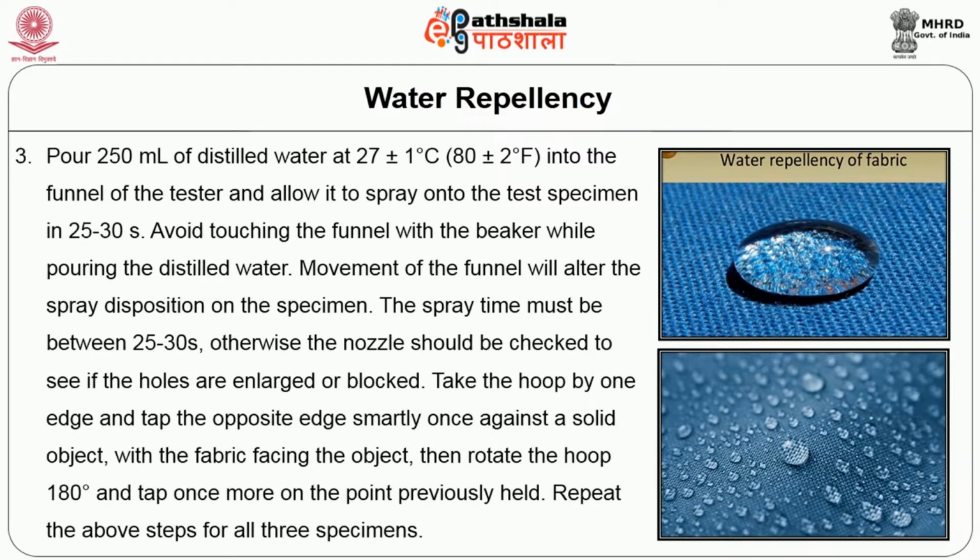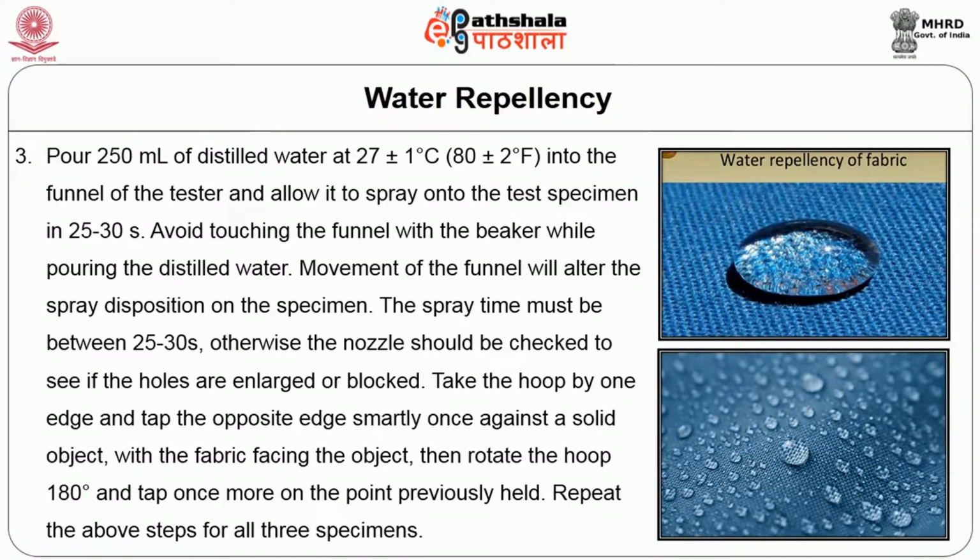Pour 250 ml of distilled water at a standard temperature of 27 degrees Celsius plus or minus 1 into the funnel of the tester and allow it to spray onto the test specimen in a span of 25 to 30 seconds. Avoid touching the funnel with the beaker while pouring the distilled water. Movement of the funnel will alter the spray disposition on the specimen. The spray time must be between 25 to 30 seconds. Otherwise, the nozzle should be checked to see if the holes are enlarged or blocked.